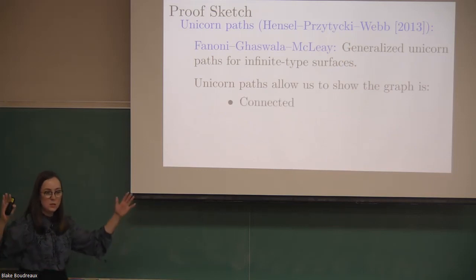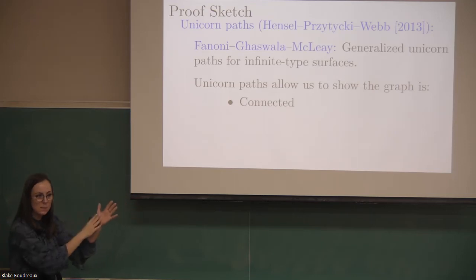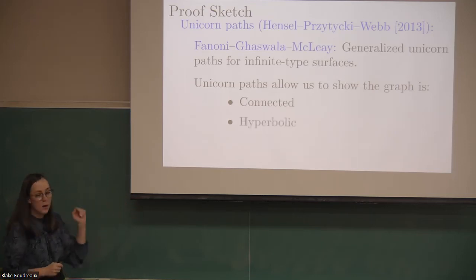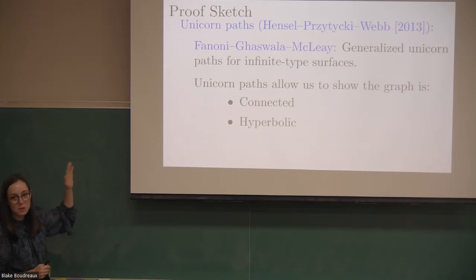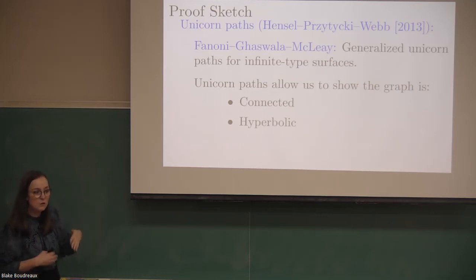And this is because we can use unicorns, so that for any two arcs in our graph, we can find a path between them. And it also helps us to show hyperbolicity by following a similar path to how Hensel, Przytycki, and Webb use unicorn arcs to prove a new way that the curve graph is delta hyperbolic.